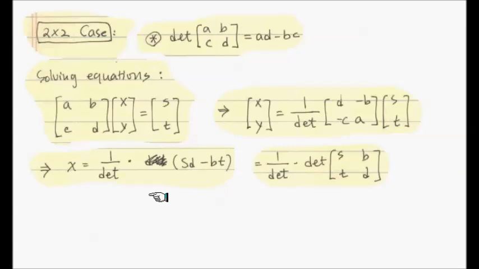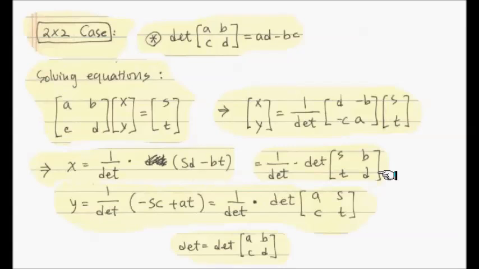So we can write x as 1 over the determinant of the coefficient matrix times the determinant of the matrix of a, b, c, d, but the first column is replaced by the right hand side vector of the equation. Okay, so it turns out to be a similar pattern for y as well. So here's y. If you look at y, the second entry, this is going to be negative sc plus at, and 1 over the determinant, which is this ad minus bc.